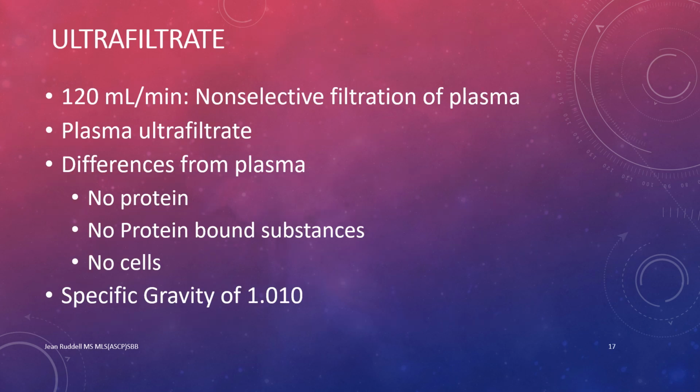Ultrafiltrate. The ultrafiltrate is created by a non-selective filtration of plasma, making it a plasma ultrafiltrate. The kidney filters 120 milliliters per minute. The differences are that the filtrate does not have proteins, protein-bound substances, or cells. The specific gravity should be about 1.010.